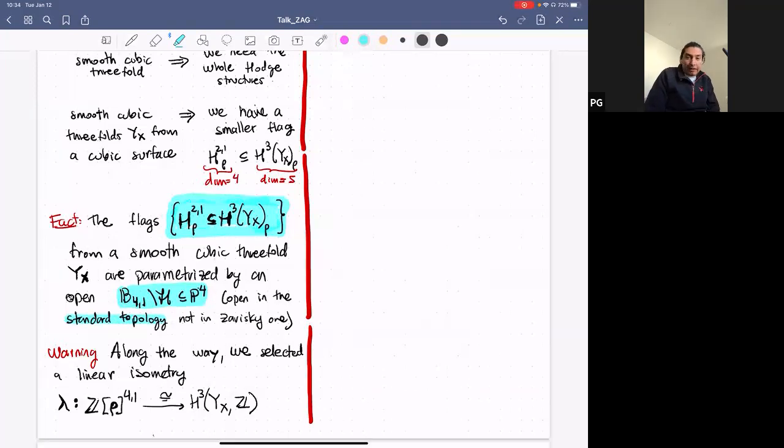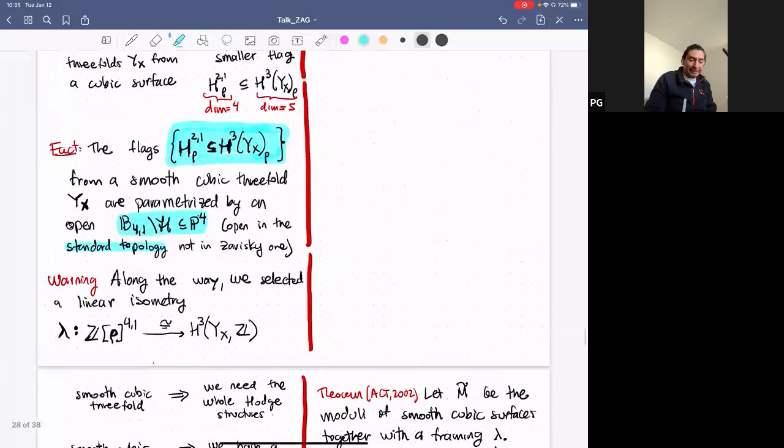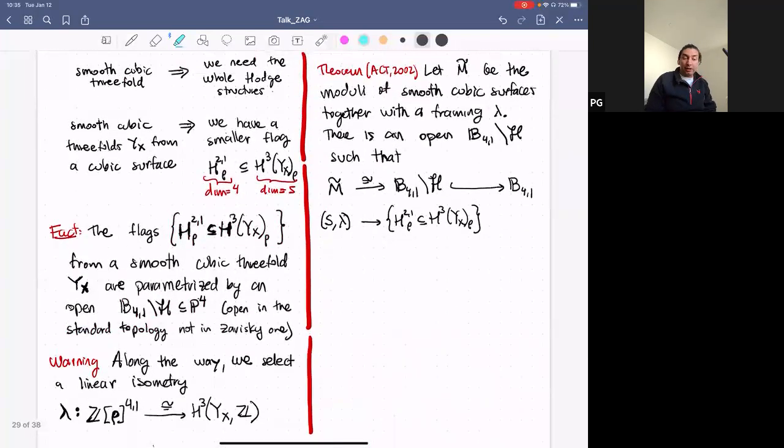Anyway, so we are happy and we say, well, I have a moduli of cubic surfaces. But you have to be worried a bit because along the way, and I didn't tell you, a little lie, we selected a linear isometry. Because of that, we have this theorem from Allcock and Toledo 2002, in which the moduli space of smooth cubic surfaces, together with this framing, this isometry, is isomorphic to our open. So in conclusion, these flags recover the cubic surfaces together with something else, this framing.